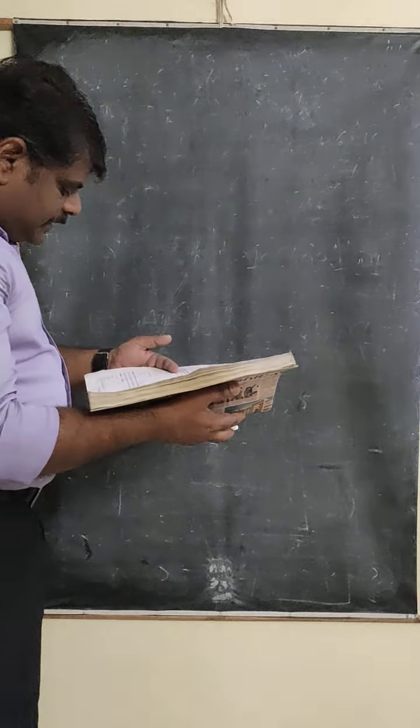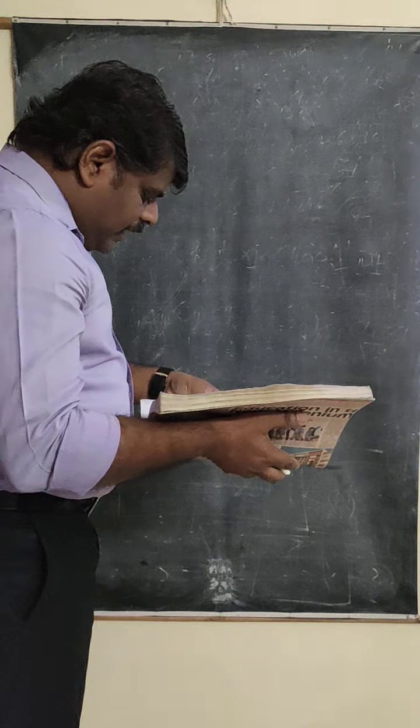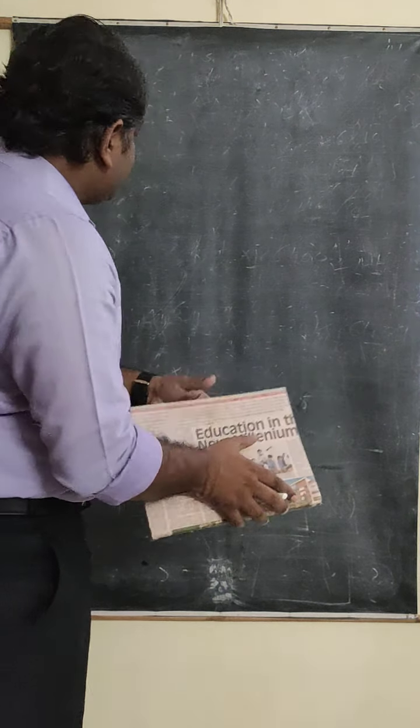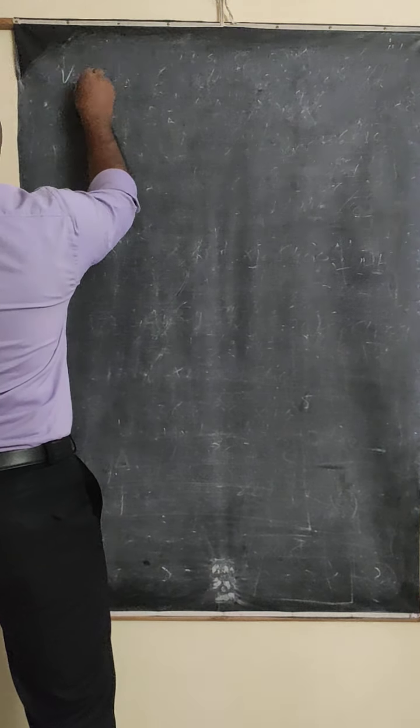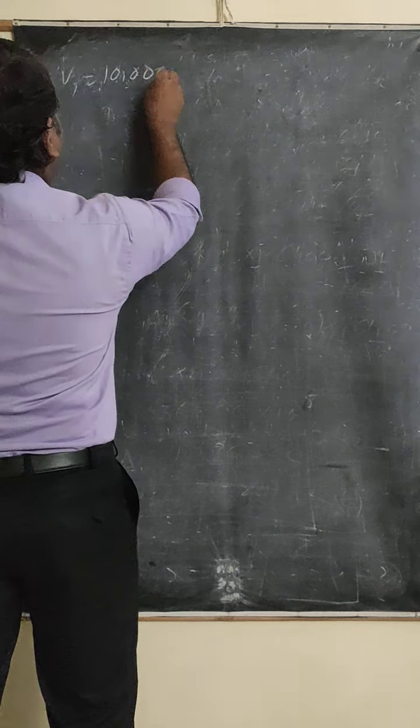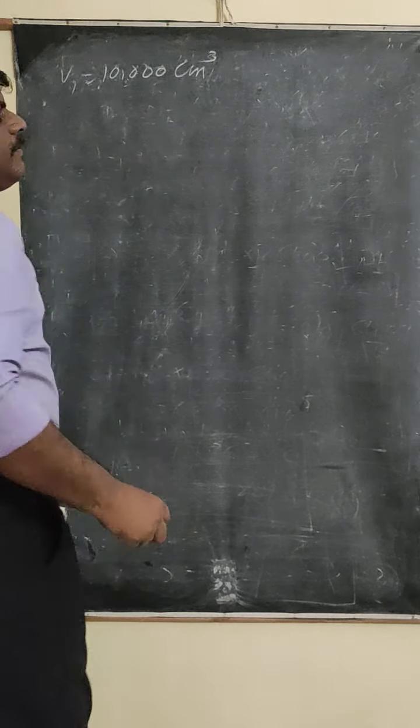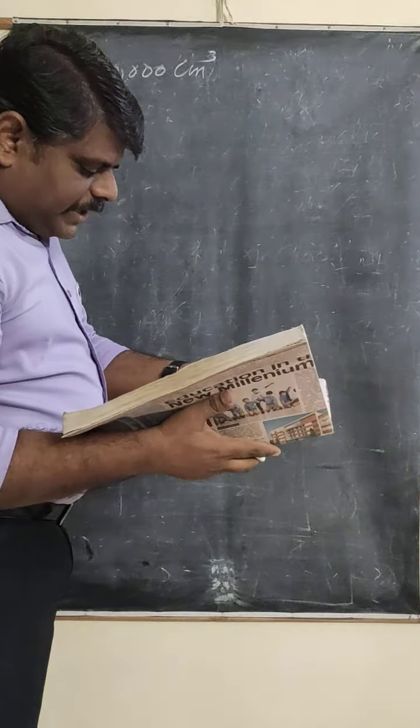The initial value is given to us. The initial value is given as 10,000. So V1 is equal to 10,000 centimeter cube. After that, T1 and T2 are given. T1 is 25.